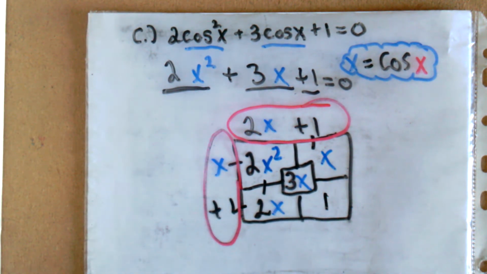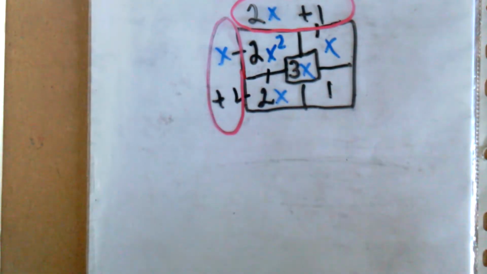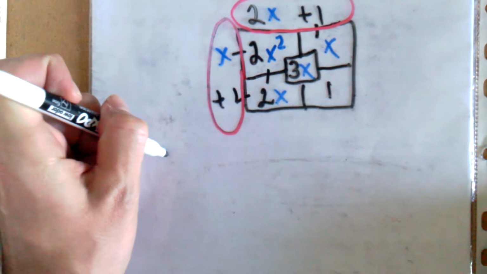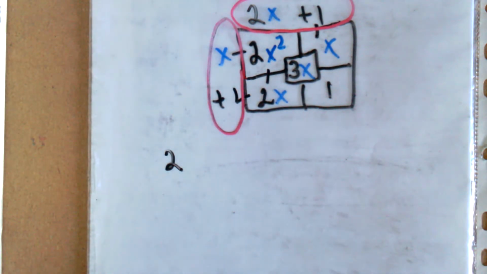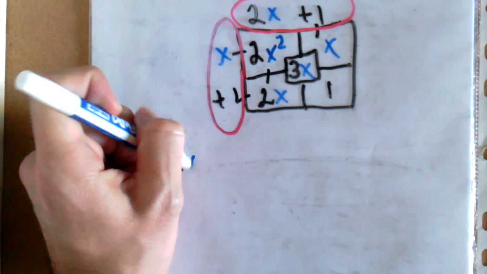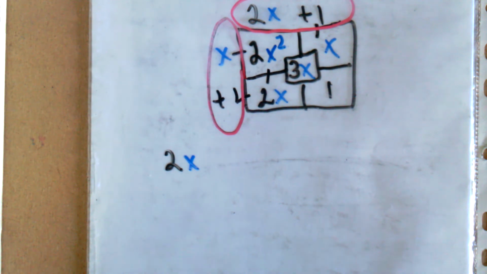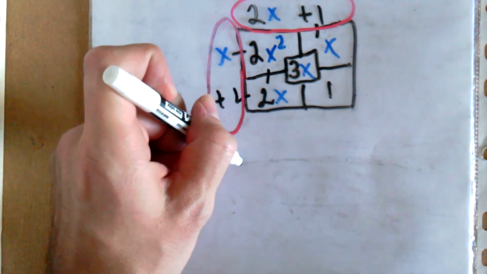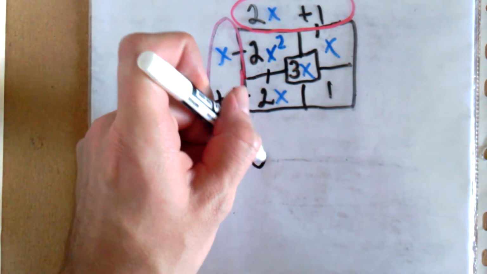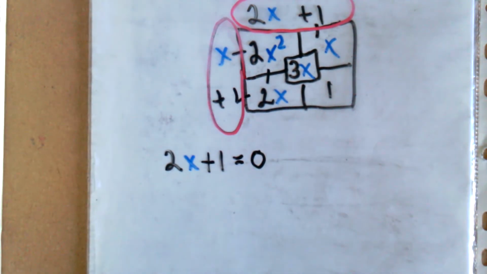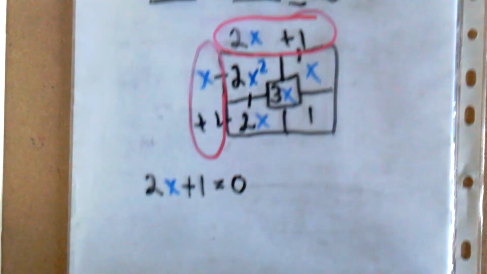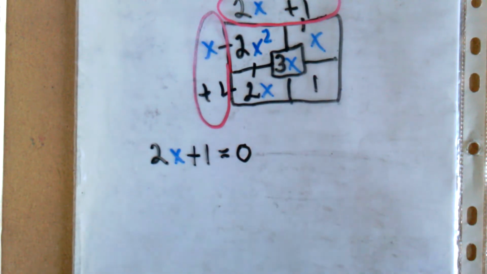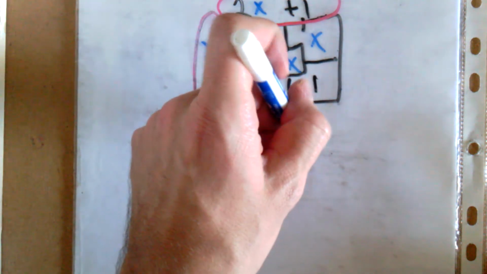Now, we need to solve those equations. So let's go ahead and write them down here. I'll go ahead and write the top equation first. So 2x plus 1, and remember we're going to set it equal to 0 in order to solve it, because our original equation was equal to 0, and we just factored it. And our second equation is x plus 1 equals 0.